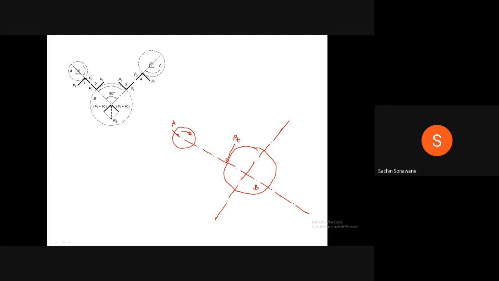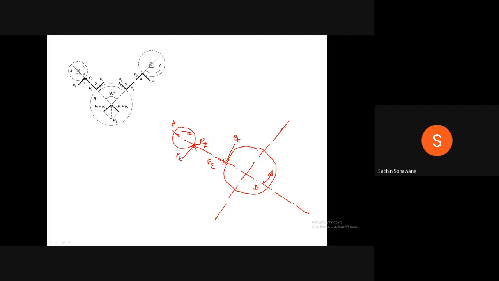Since the tangential force on gear B is in this direction, the tangential force on gear A will be in the opposite direction, like this. And we know the radial component: radial force means separating force, meaning they will act opposite to each other. Now, gear A rotates in clockwise direction, therefore gear B will rotate in anti-clockwise direction.